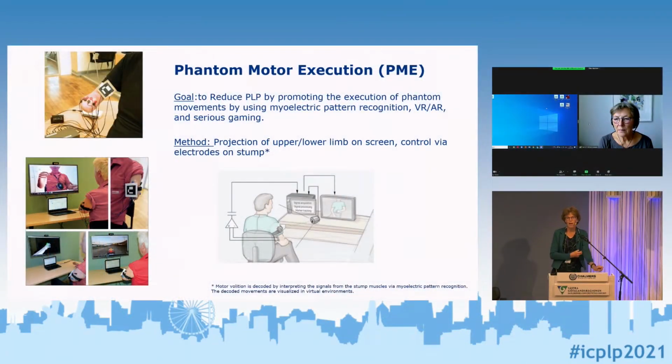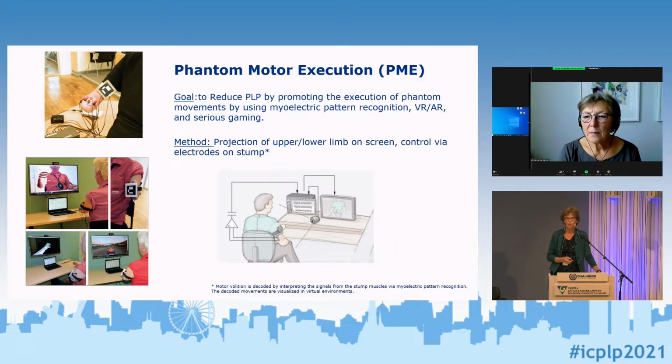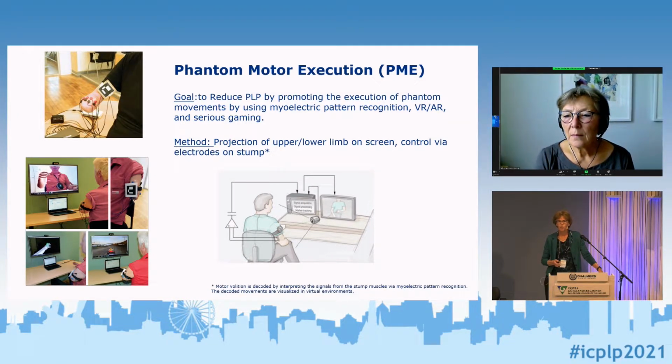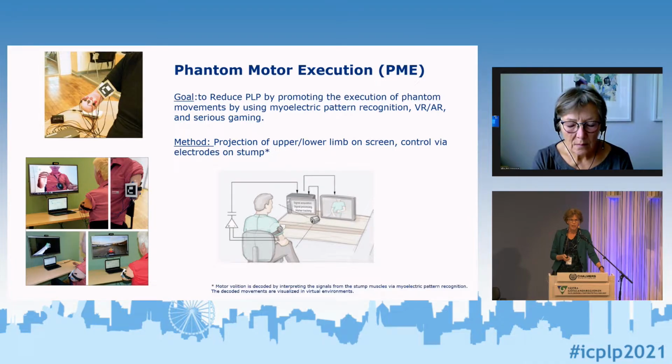Phantom motor execution, you already heard something about it told by Max Ortiz, but the goal is to reduce phantom limb pain by promoting the execution of phantom movements by using myoelectric pattern recognition, virtual reality, augmented reality, and serious gaming. And the method we use is projection of the upper or lower limb on a screen and control via electrodes on the stump. Hereby, motor volition is decoded by interpreting the signals from the stump muscles via myoelectric pattern recognition, and the decoded movements are visualized in virtual environments.